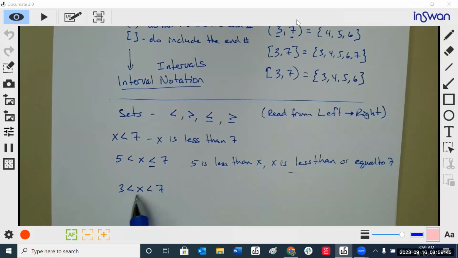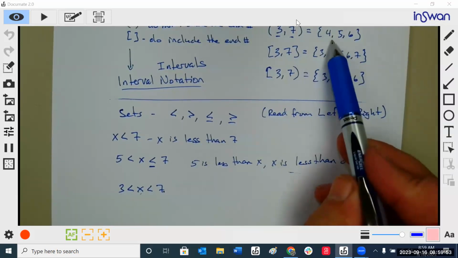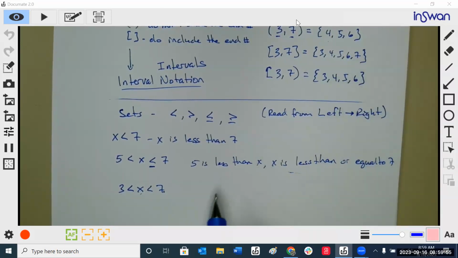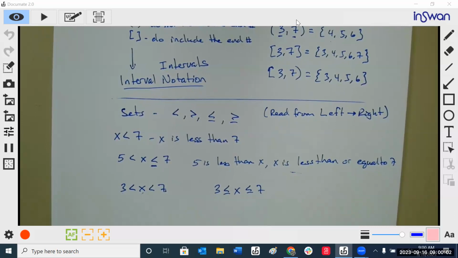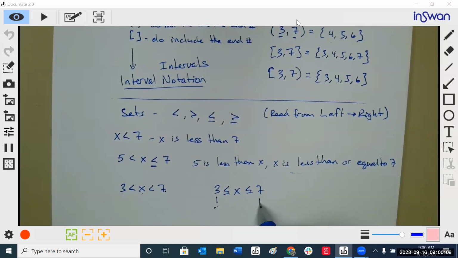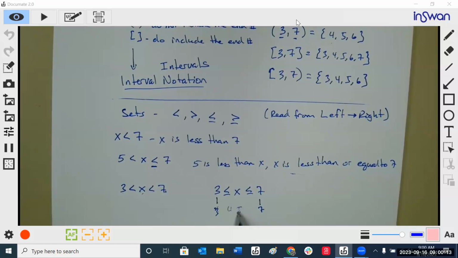That means 3 is less than X, which is less than 7. That means X is bigger than 3, but less than 7. 4, 5, 6. 3 is less than or equal to X, less than or equal to 7. Since I start here, I can include 3 and all the way up to and include 7. So it's 3, 4, 5, 6, and 7.